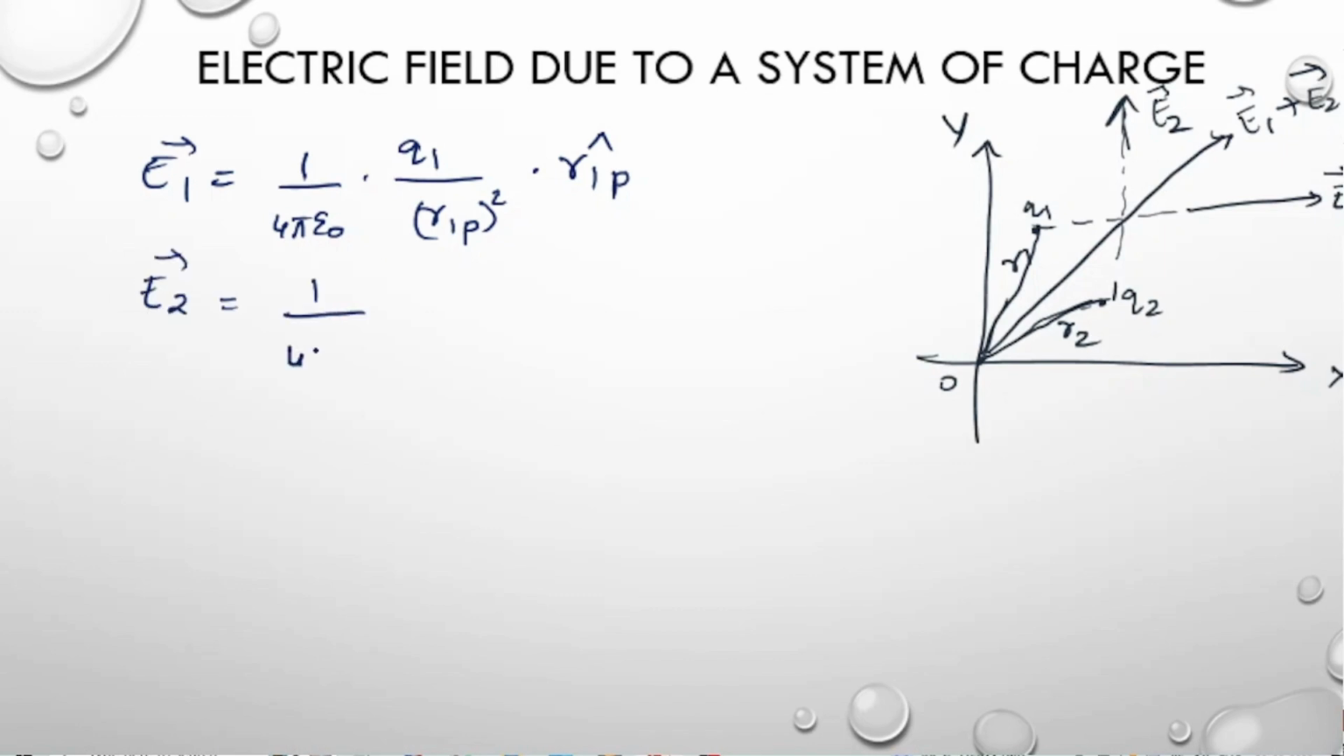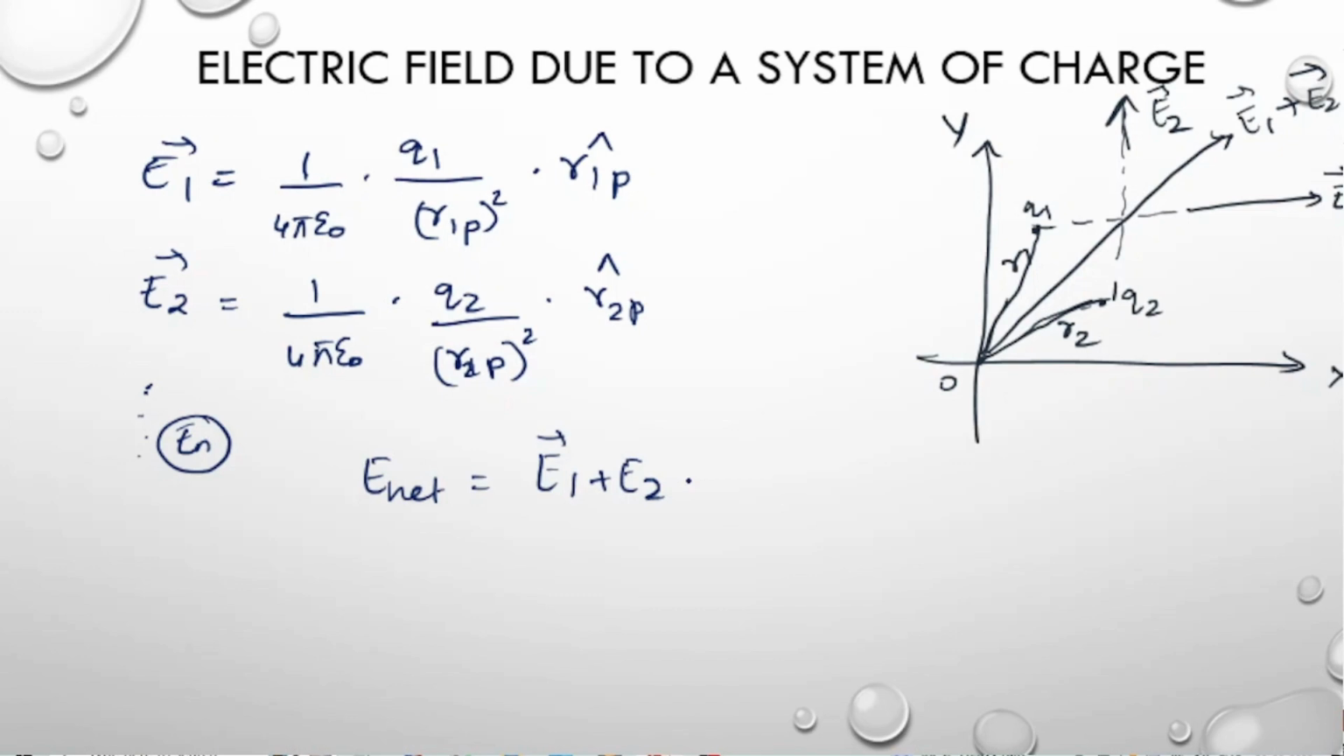E2 will be 1 by 4 pi epsilon naught into Q2 by r2p whole square into r2p cap. So like this you can write till En, for as many charges as you have, till n number of charges. Now your E net, if you need it, you will just add E1 plus E2 plus however many charges there are.